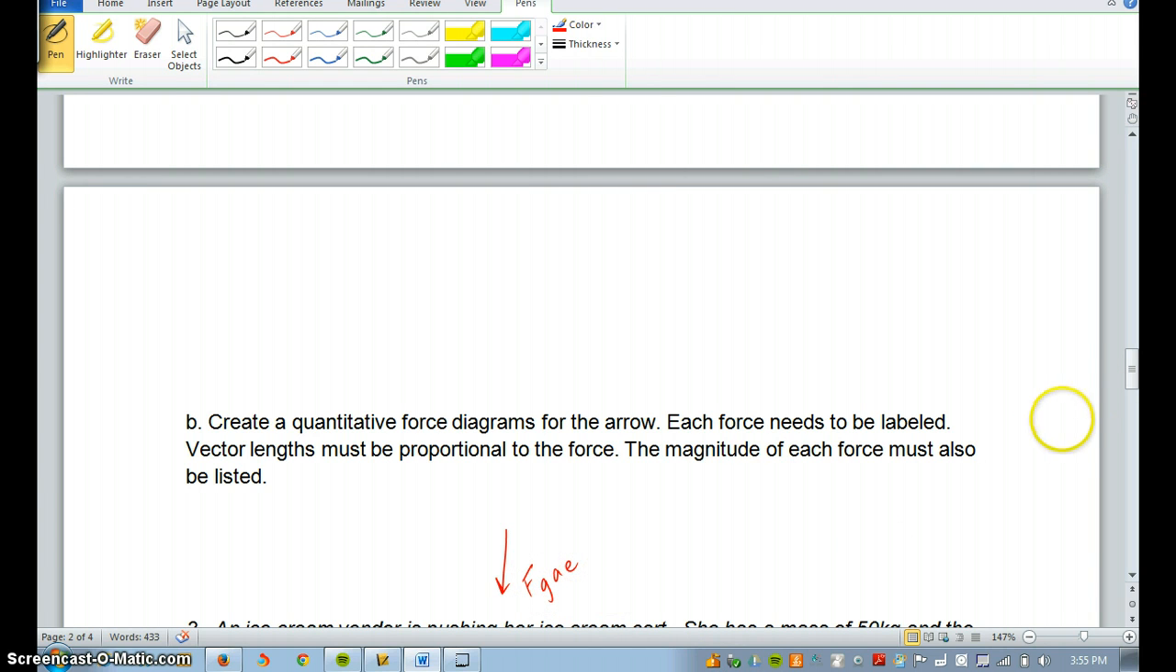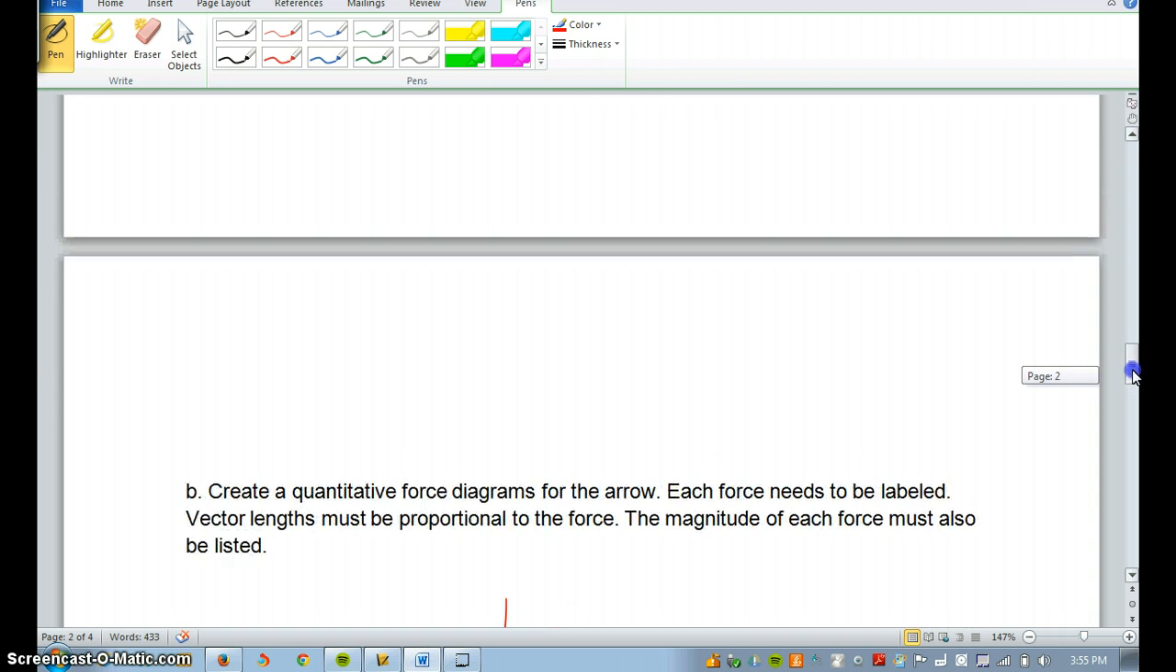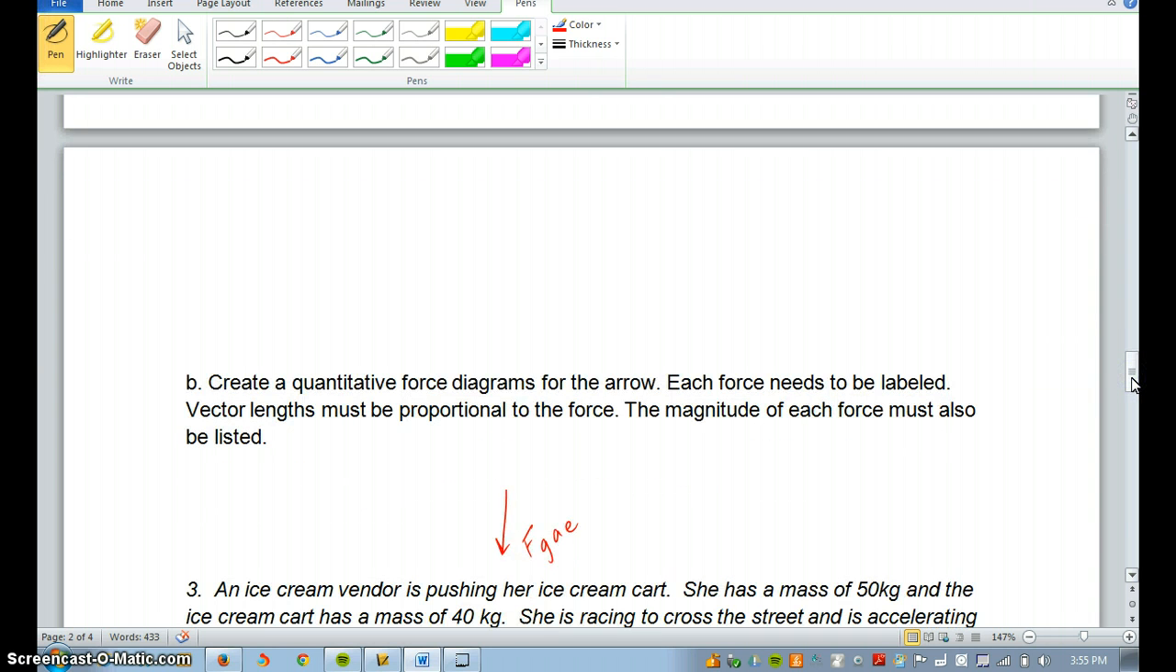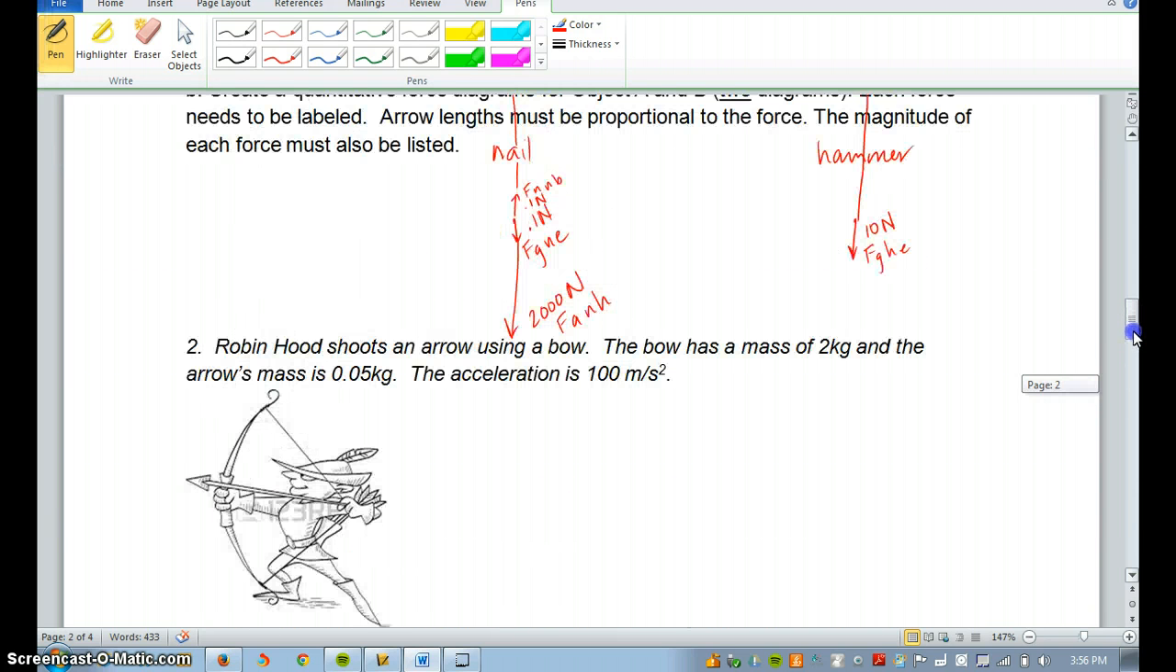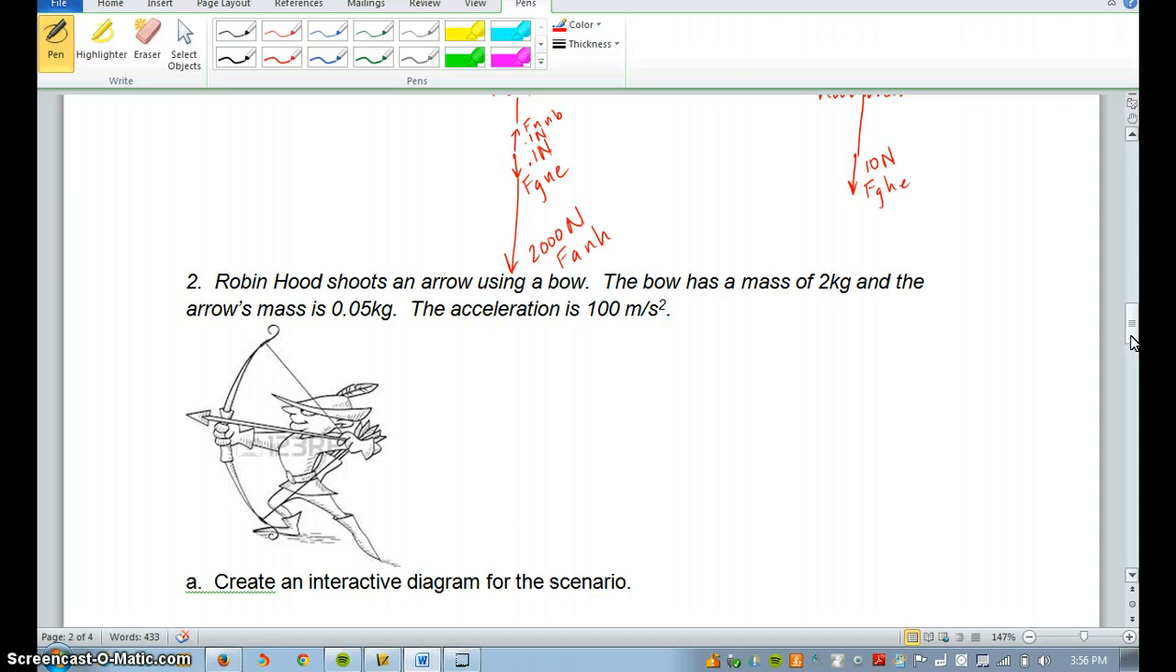And if I look up here, I believe that the arrow has 0.05 kilograms. So if I multiply it by 10 meters per second squared, I should have a force of 0.5 newtons. All right. Then next, I know that this arrow is accelerating over here at 100 meters per second squared.